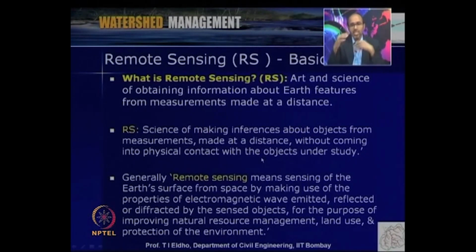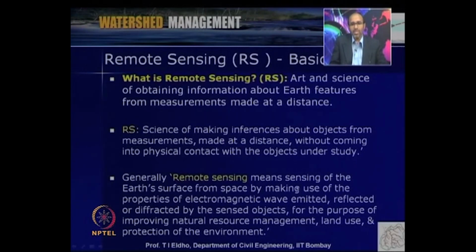When a satellite is passing over an area, a watershed or a river basin, it is sending certain signals or collecting certain data based upon its movement and various other parameters. That data we are processing and utilizing. So, there is no direct contact with the objects, but we are getting the data remotely.